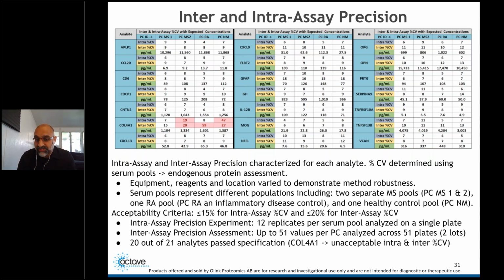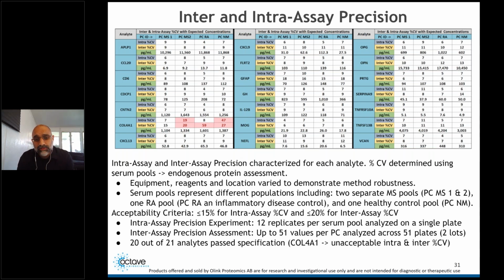And so 2 of them represent MS pools, so pools of serum from multiple sclerosis patients. 1 is a rheumatoid arthritis pool, which serves as an inflammatory disease control, and 1 is a healthy control pool. We established an acceptability criteria of less than 15% for intra-assay and less than 20% for inter-assay CV.